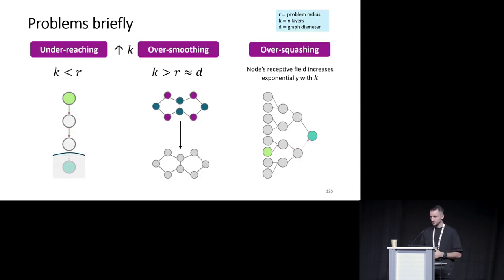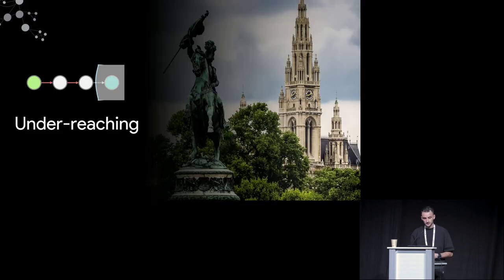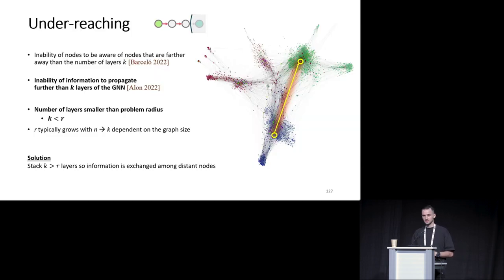These are the problems: underreaching, oversmoothing, and oversquashing. For the benefit of time, I will talk about them in detail. So first, I will talk about underreaching. Basically, it is the inability of the nodes to be aware of the information of nodes that are farther away than the layers that you put in the GNN.